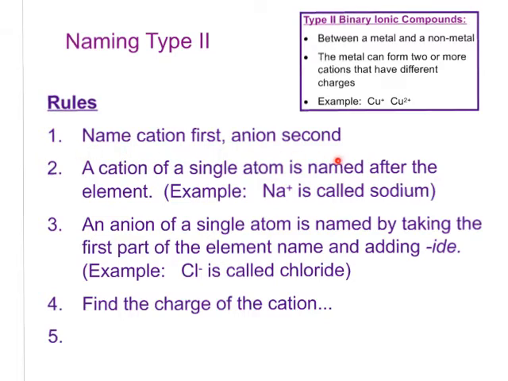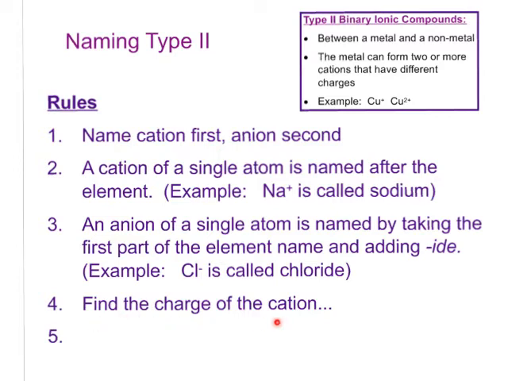Rules. They start out the same as type 1. We name the cation first, the anion second. And again, just like in type 1, a cation of a single atom is named after that element. So again, the example, sodium is called sodium. An anion of a single atom is named by taking the first part of the element name and adding -ide, identically to type 1. So we take the root and we add -ide.